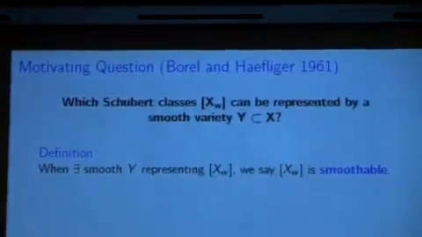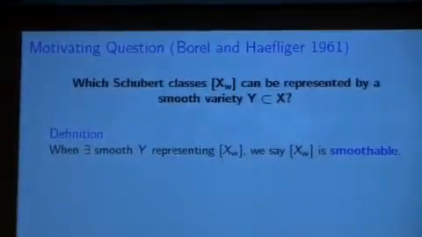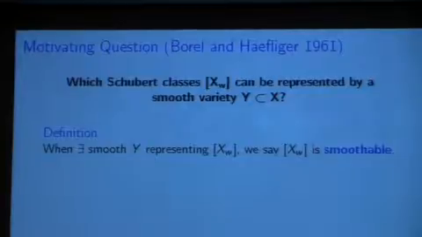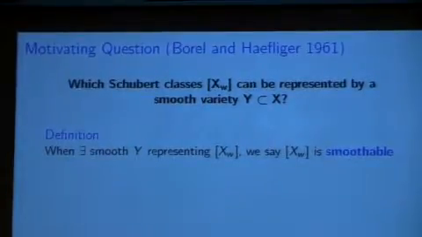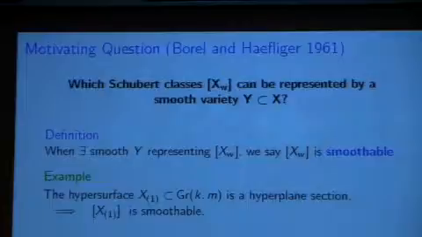When that smooth variety Y exists, I'm going to say that the Schubert class is smoothable. The language is a little bit inconsistent in the literature. So that's what smoothable means for the 40 minutes that remain.